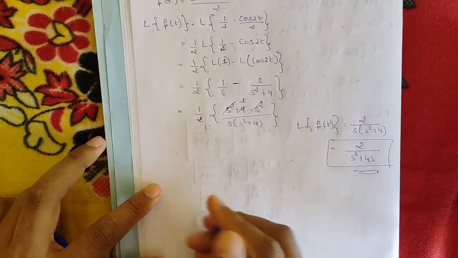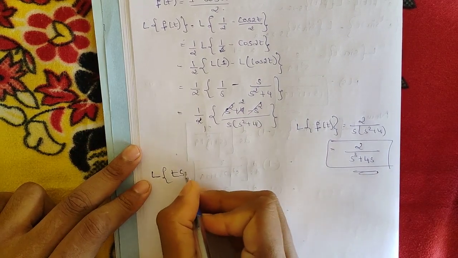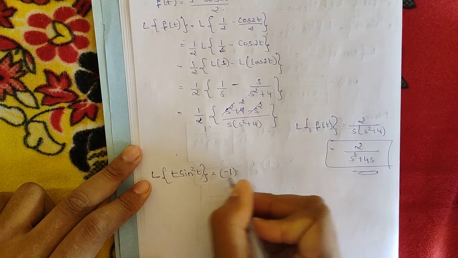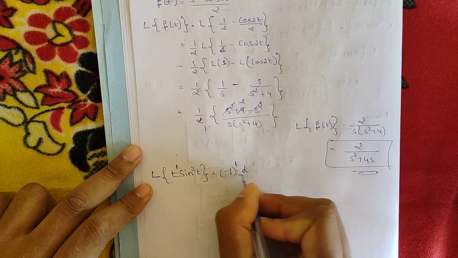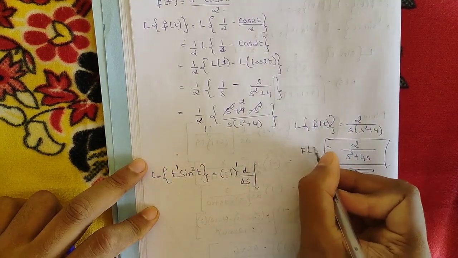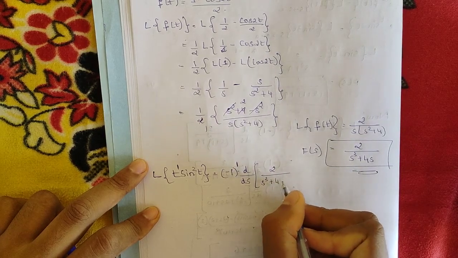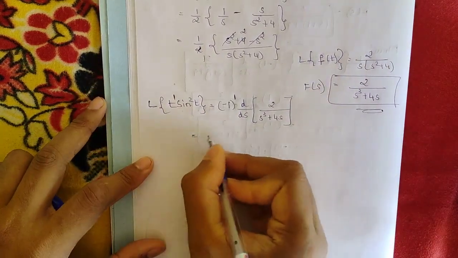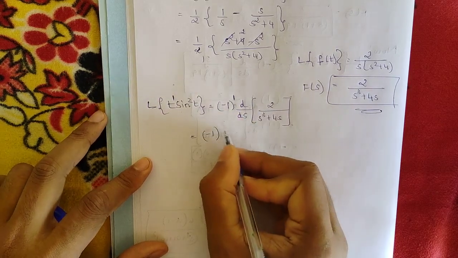Now apply the differentiation by S domain, that is L of t sine square t is equal to minus 1 to the power, in place of n we are having 1, d by ds of, what are f of s we have got, that is 2 divided by s cube plus 4s. Okay, now solve this, differentiate, minus 1 to the power 1 is minus 1 itself. So again use u by v rule and solve.